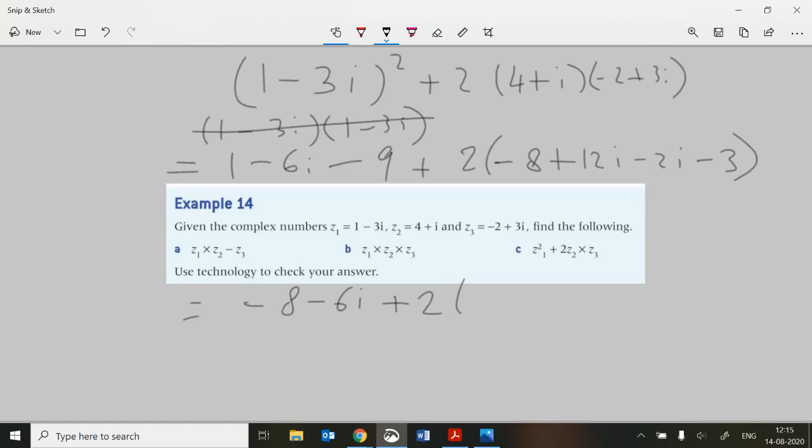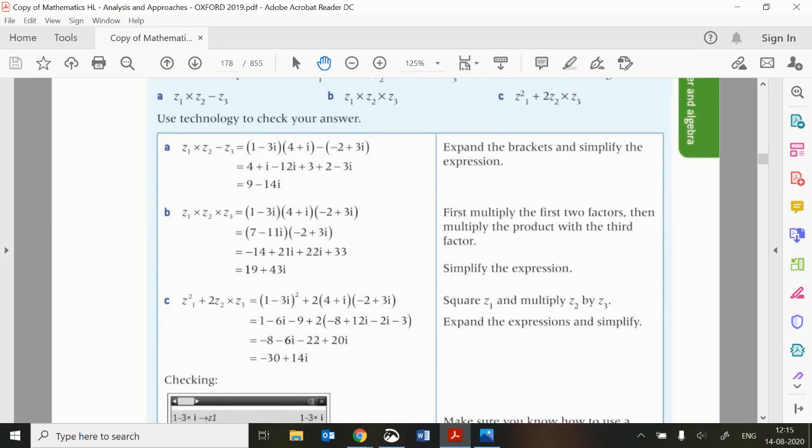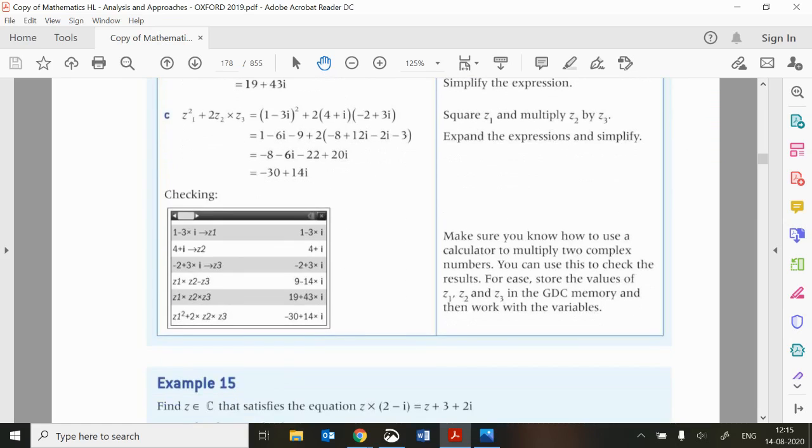Okay, so I'm doing my full working out this time around. And we've got plus 10i. And then again, we've got 8 minus 6i, and then minus 22, and plus 20i. So finally, we're getting plus 14i and minus 30 here. So let's just check that one, minus 30 and plus 14i.